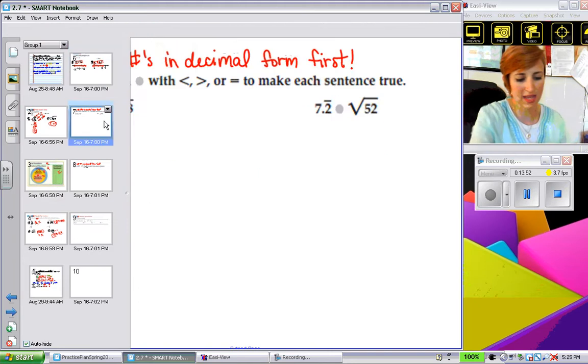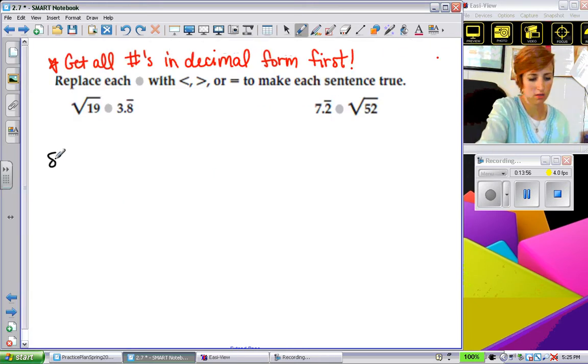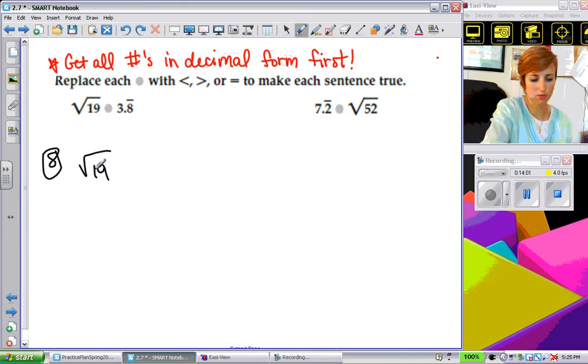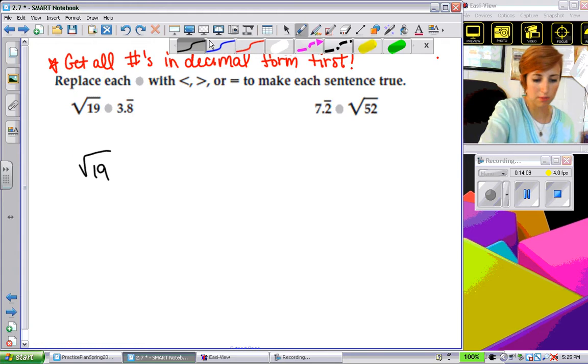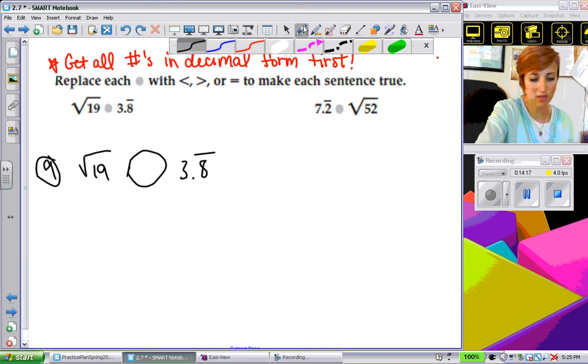Now the next set just wants us to state the greater than or less than between these two numbers. So 8 we're given, example 9, my mistake. Example 9, we're given two numbers. Square root of 19, then we have a blank, 3.8 repeating. And I gave you a little bit of a hint up here that we get all numbers in decimal form. So that's going to help us out.